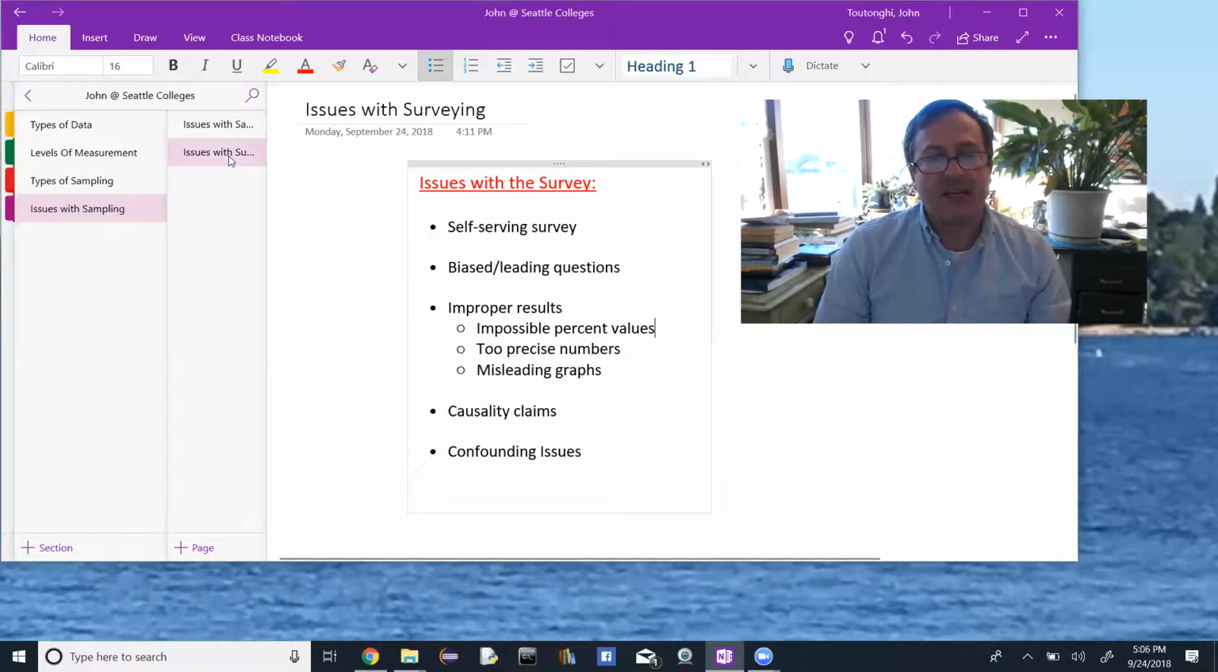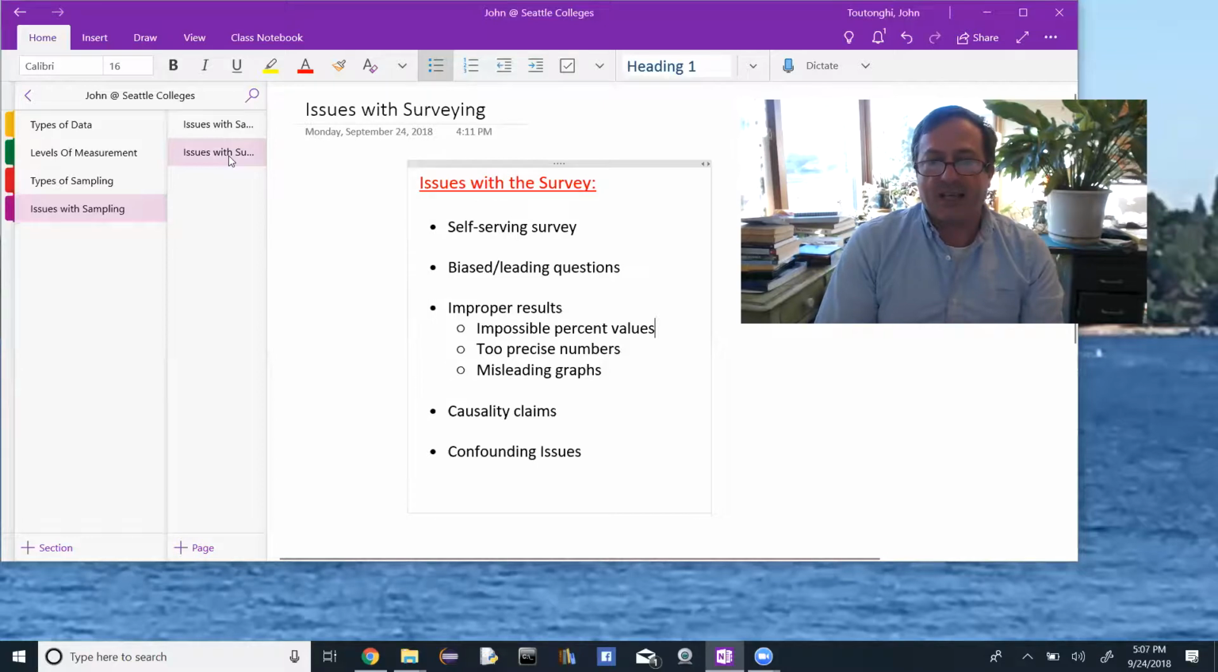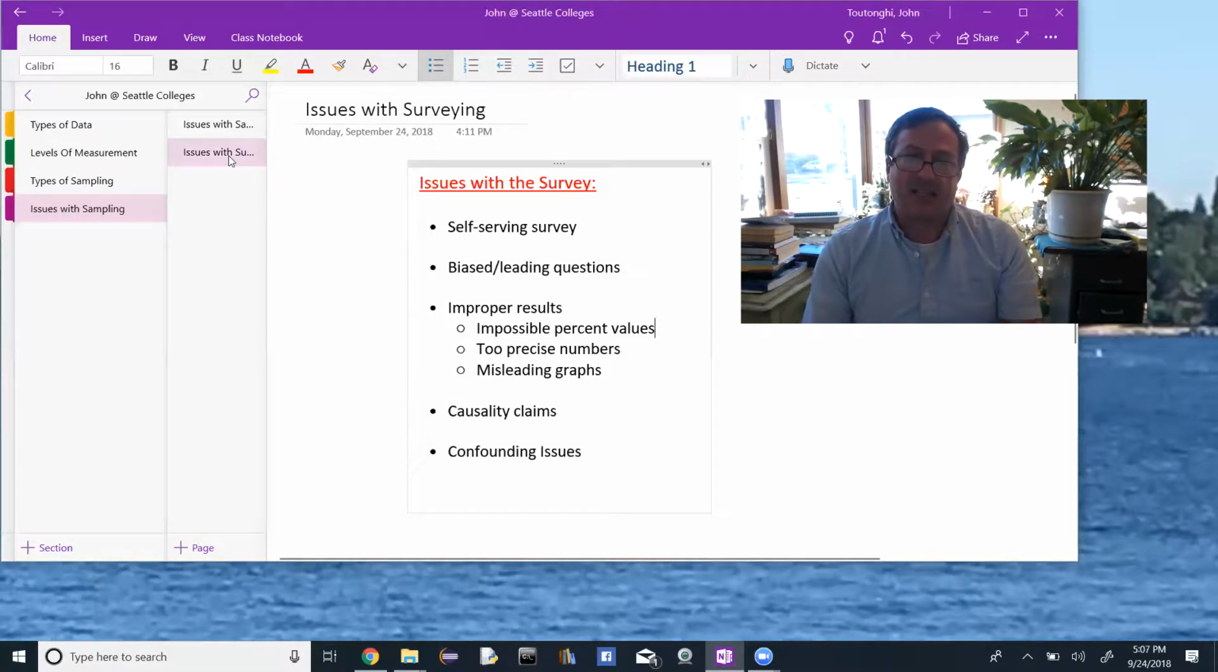Confounding issues is when two or more things are put together as if they're the same thing. For example, students are doing better in their statistics class because there's more tutoring available on campus. That gets into causality as well. The survey could show that students are doing better in statistics and there could be more tutoring on campus, and those two things may or may not be related. So when I put them together, it confounds them. When I said students are doing better in statistics because there is more tutoring available on campus, that's a causality thing.